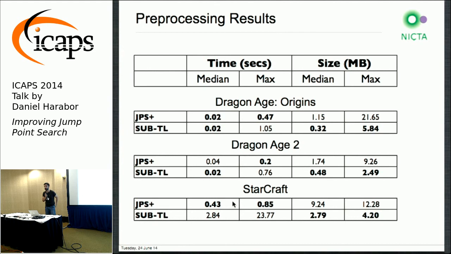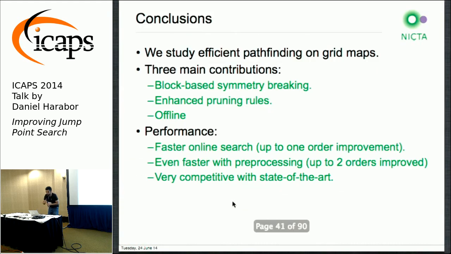In terms of size, sub builds much smaller databases, so a factor of 2 to 3 smaller than a JPS Plus, but the databases themselves are not very big, right? They're typically a megabyte or a few megabytes, okay? The biggest ones we had were something like 21 megabytes. So very applicable to games where there's not many resources available.